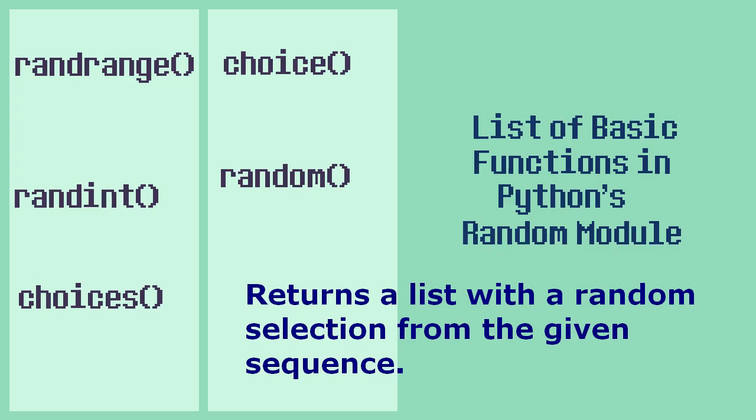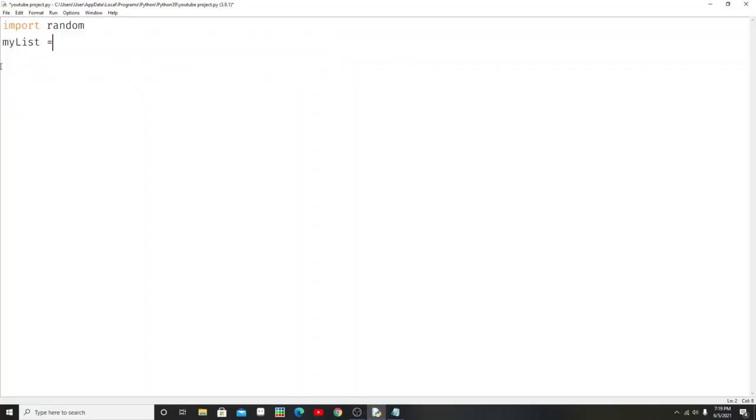So what we will do is, we'll type in my list is equal to 0, 1, 2, 3, 4, 5, 6, 7, 8, 9, and then new list is equal to random dot choices, my list, and print new list. Now what this will do is the same as before.